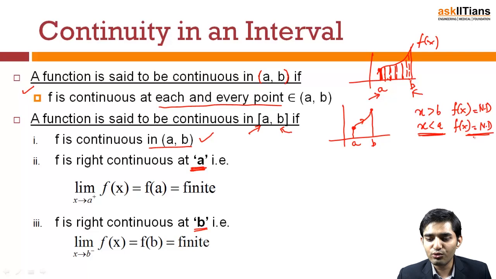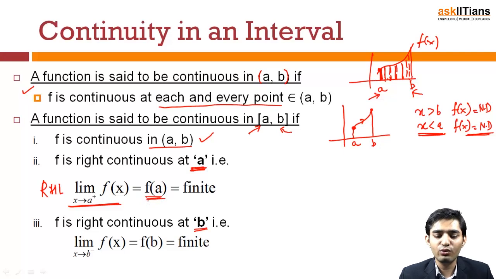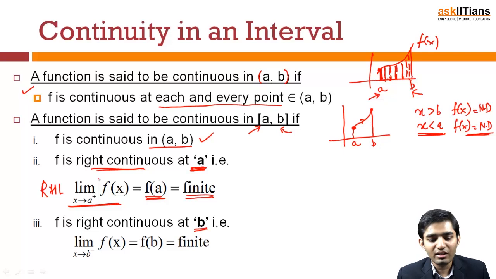So in this case, if I want to check the continuity, then I will only check for x equal to a plus. So if the limit of the function, this is nothing but RHL. If the RHL is equal to f of a, RHL means right hand limit, is equal to the value of the function at that particular point, and which is equal to finite also, then the function will be right continuous. It will be right continuous means it will be continuous from the right side. Okay, and here the function should be left continuous, right?